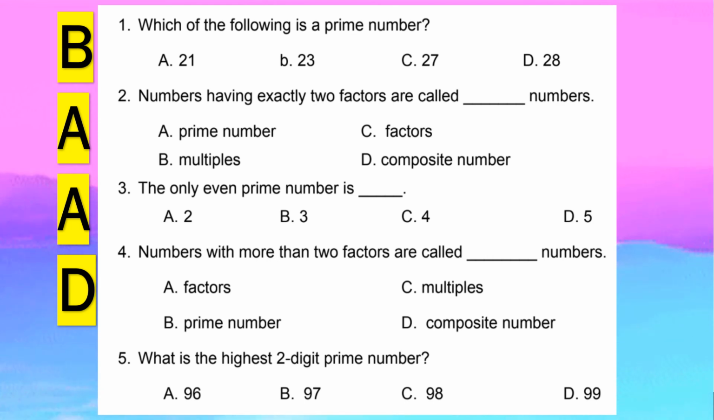For the last number, what is the highest two-digit prime number? Two-digit prime number, meaning highest. Okay, is it A, 96, B, 97, C, 98, and D, 99? We're talking about prime numbers. Okay, correct. It's letter B, 97.